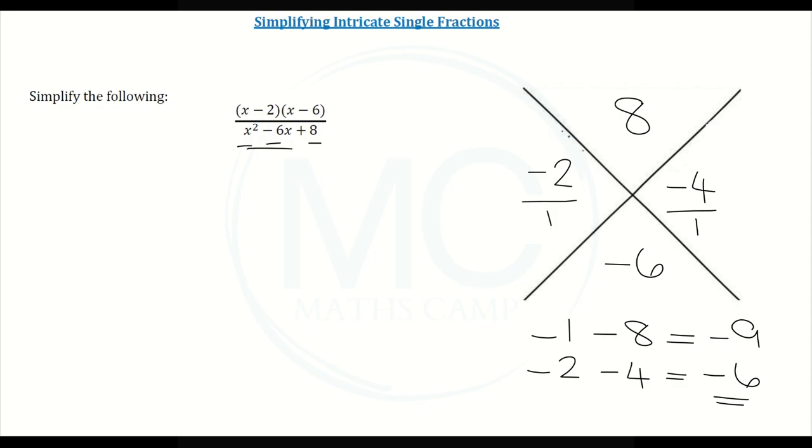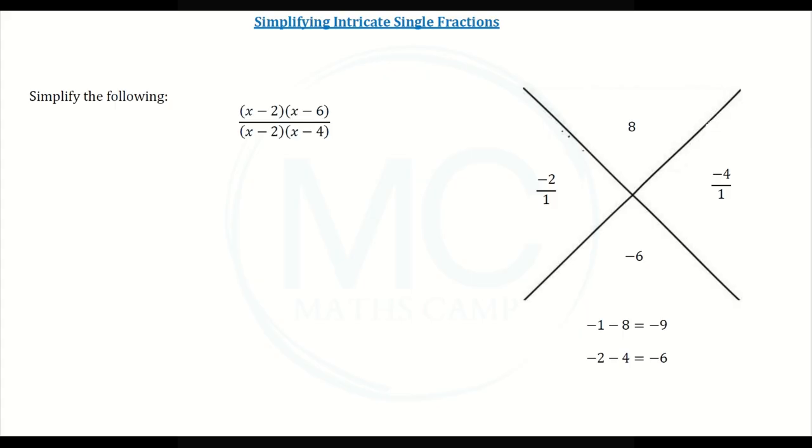Now we can fill in our brackets for this equation over here, and we get x minus 2, x minus 4. Now we have got a fraction that only contains brackets, which means that now we can cancel. Here we have x minus 2 and x minus 2, so we can cancel out these two. And we're left with x minus 6 over x minus 4.